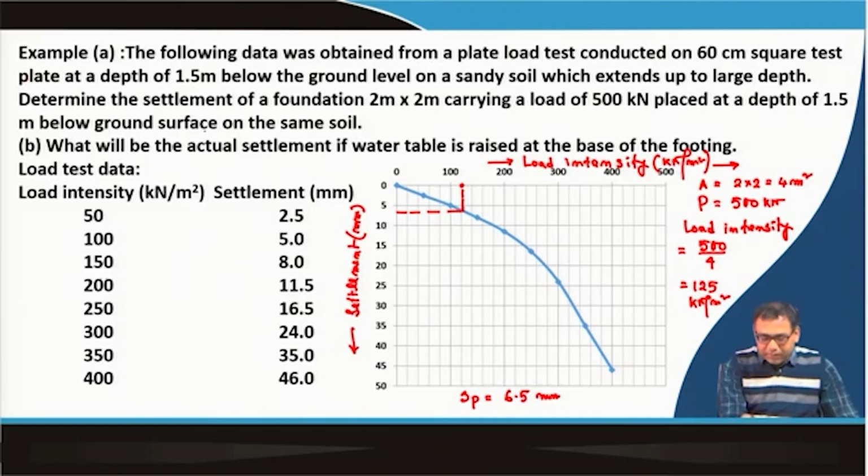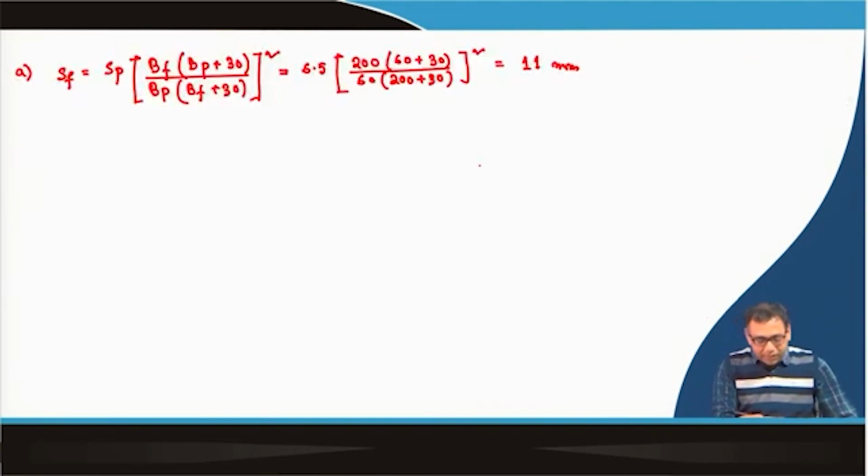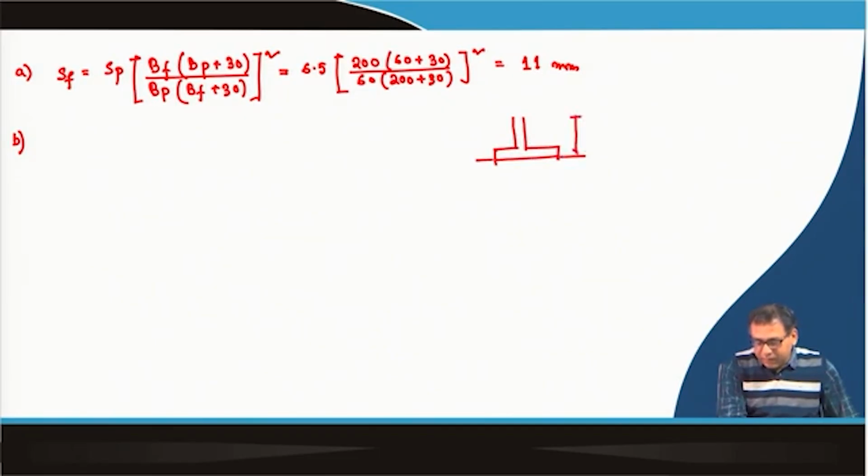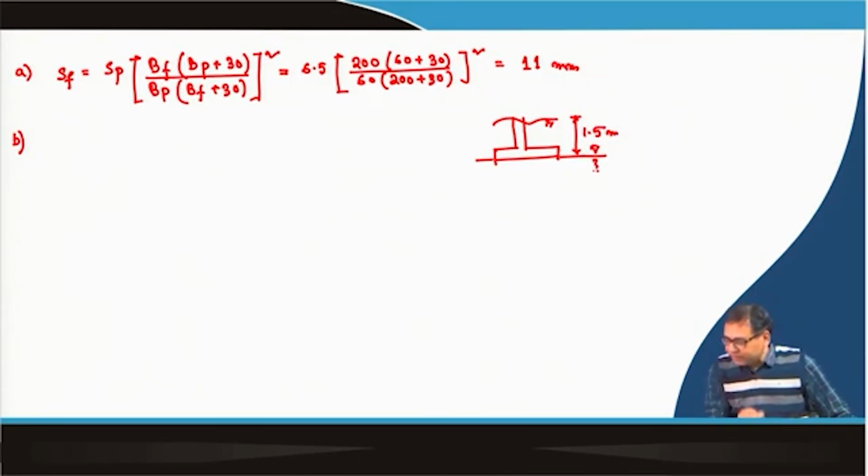Now the second part: what would be the actual settlement if the water table is at the base of the foundation? Initially, in the first part, water was not present; in the second part water is present at the base of the foundation, so what would be the settlement? Okay. So, in the second part, the water table effect. Suppose this is your foundation and the foundation depth is 1.5 meter from the ground surface, and at the same depth the water table is present.